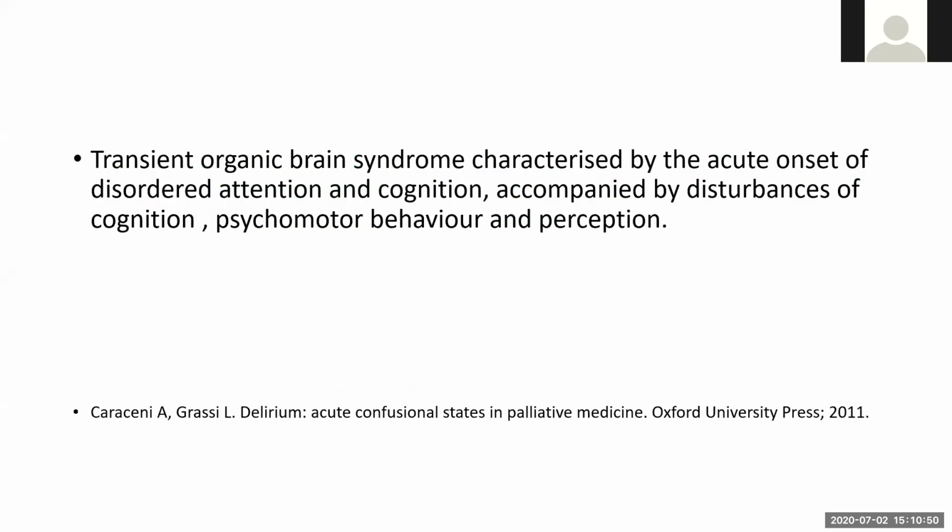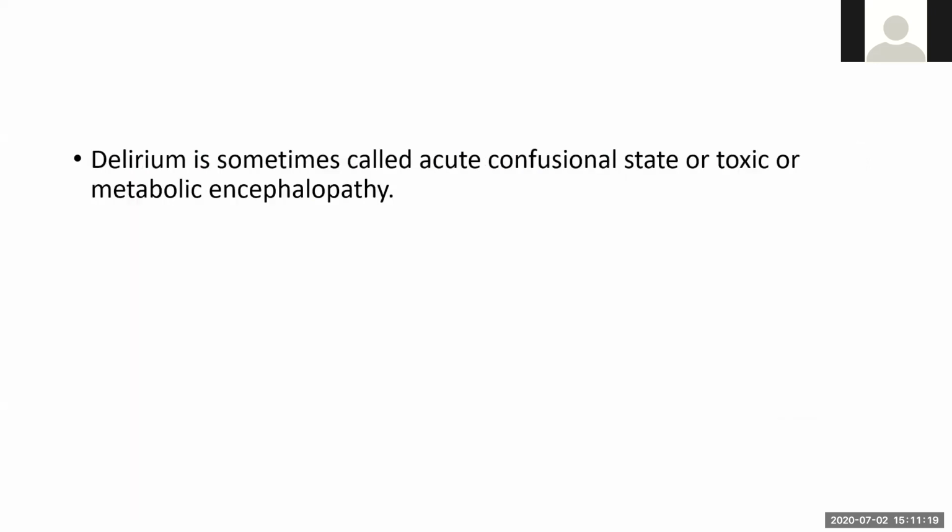Before that, let us just get to know what is delirium. This is a basic definition of delirium that is given in pretty much all the medical textbooks. They define it as a transient organic brain syndrome characterized by acute onset of disordered attention and cognition, accompanied by disturbance of cognition, psychomotor behavior, and perception. In simple terms, I would like to say delirium is an acute confusional state of the mind. It can be because of toxic or metabolic encephalopathy.